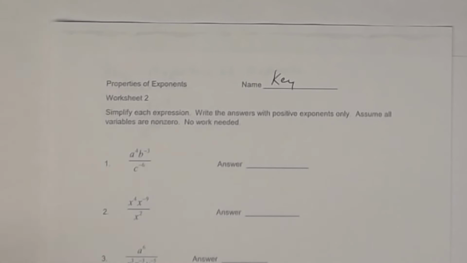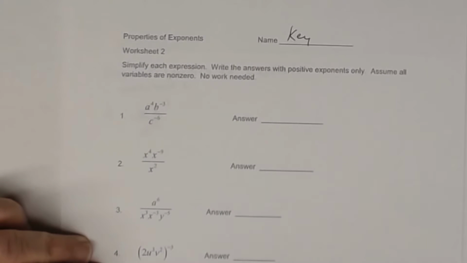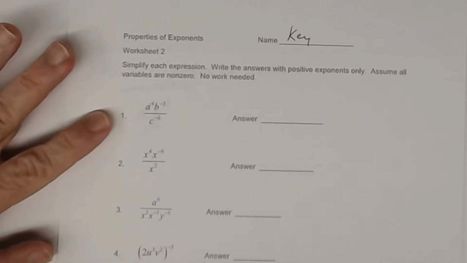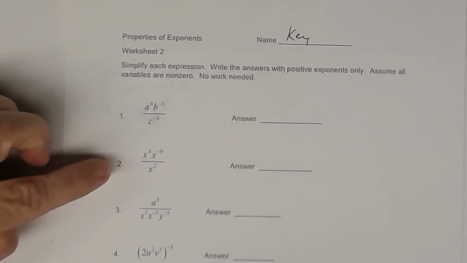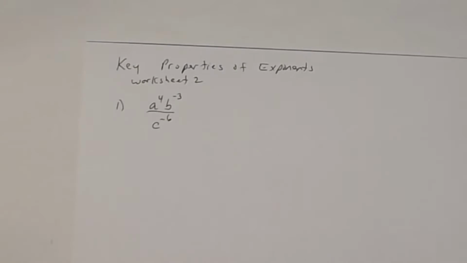This is the key to the worksheet, and this is worksheet number 2 on properties of exponents. In this worksheet, if you look, all the problems have negative exponents in them. So we're going to look at how to deal with simplifying these expressions when you have negative exponents. Let's go ahead and take a look at number 1.